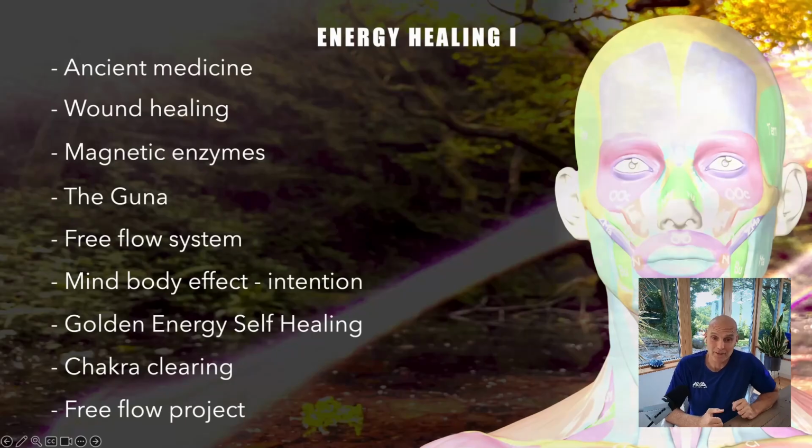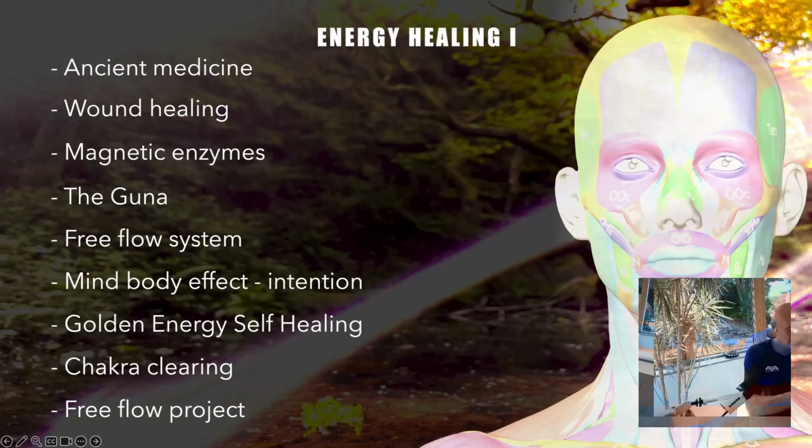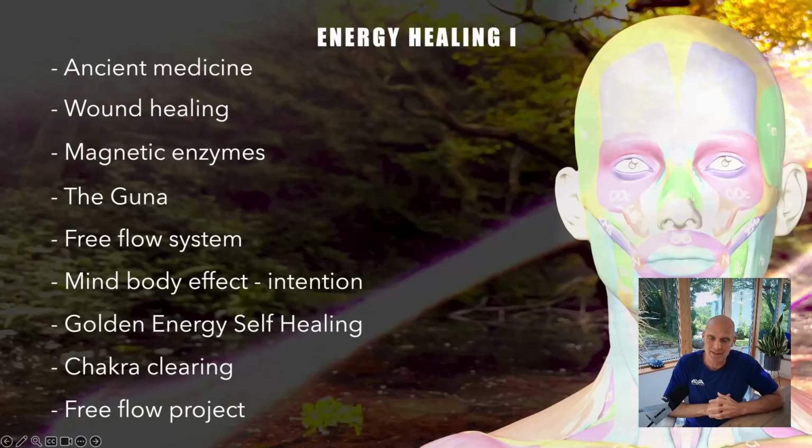And we talked about the guna, of course. The lower mind has a guna, the higher mind has a guna. These are programming organs. This is what programs the healing energy. And we talked about the free flow system in the energy body. Now, we've talked about that a lot since then, haven't we? But the free flow system is the way that the healing energy or the magnetic enzymes flow around our own bodies and are able to come out of our chakras into other people as well.